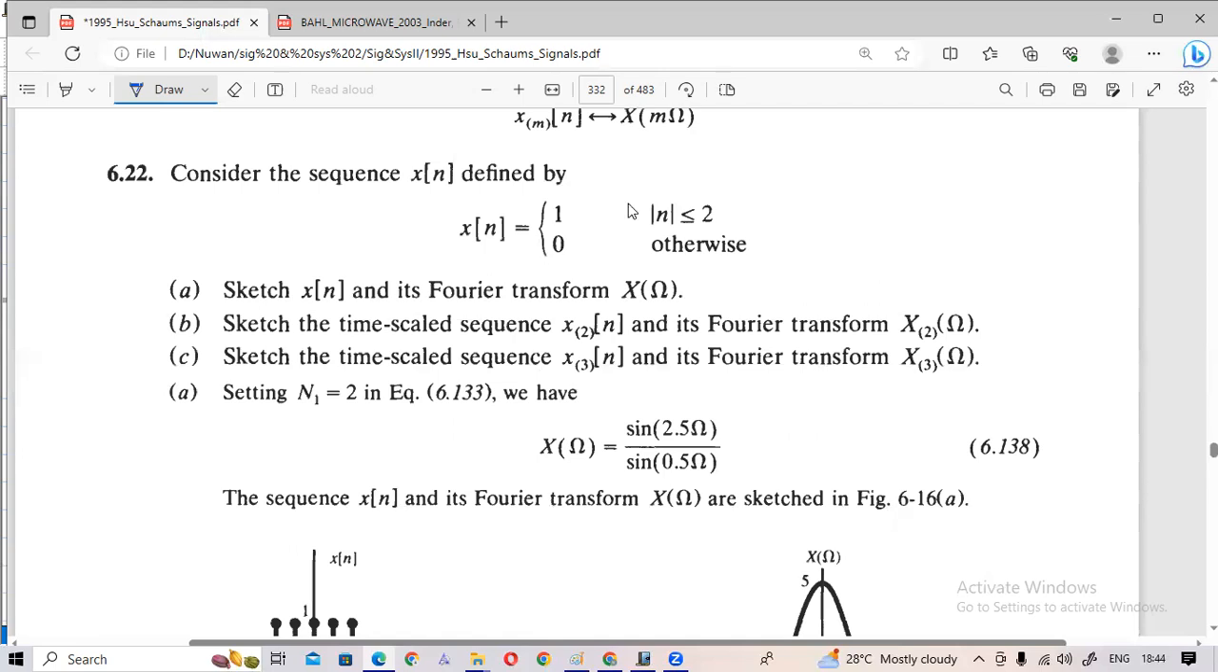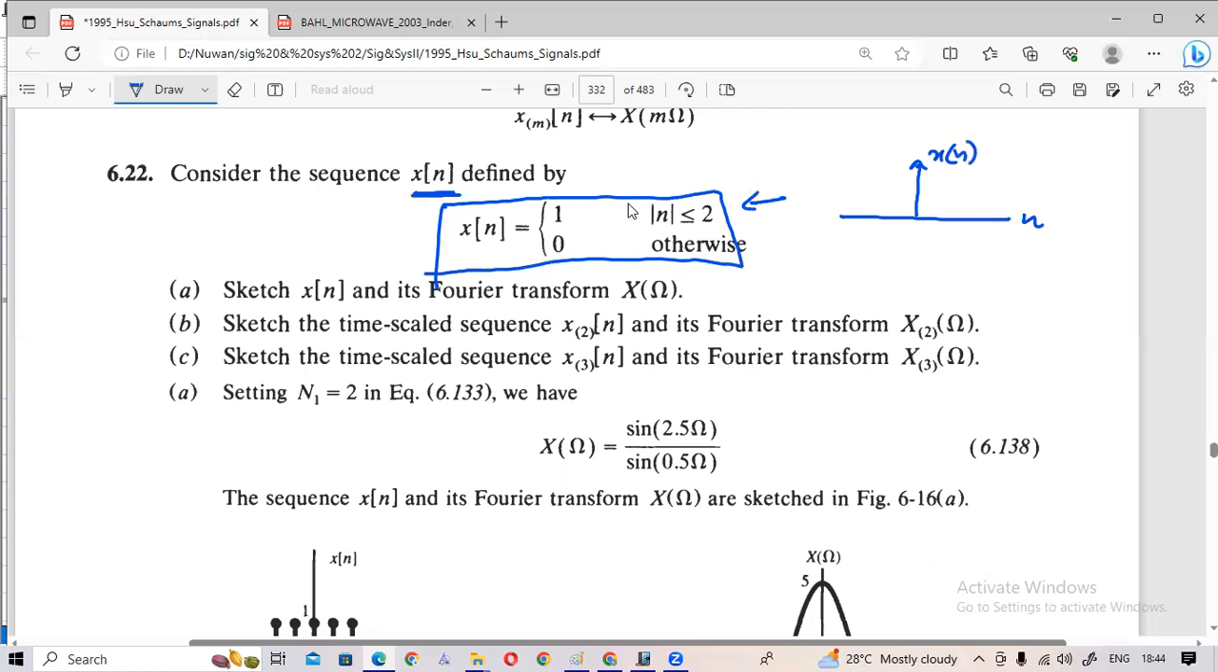So we are given a sequence xn. xn is given like this. Now we need to draw this xn. That means you have to draw xn with respect to n. So now you are going to draw this discrete time signal. How can we draw it? Tell me.